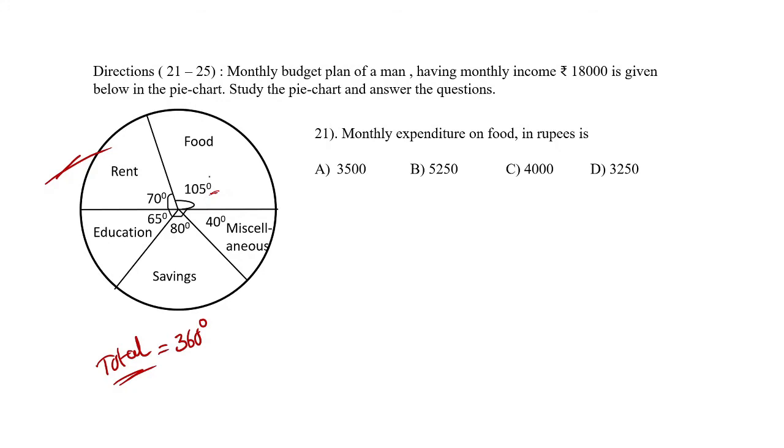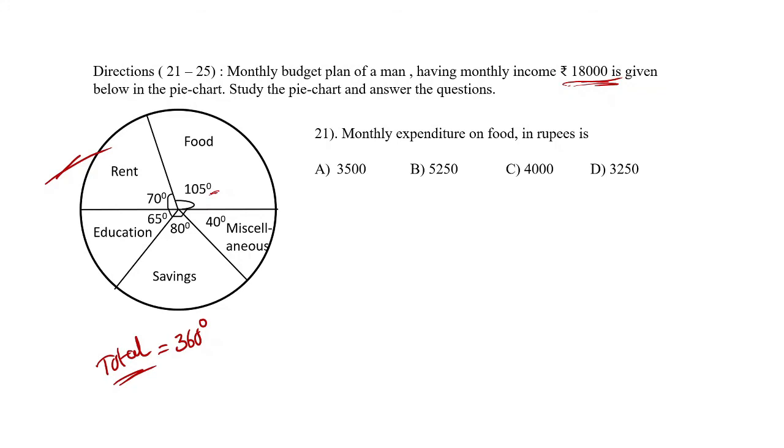Here 105 degrees is for food, 40 degrees is for miscellaneous, 80 degrees savings, 65 degrees education, 70 degrees for rent. Monthly income is how much? 18,000. This is the given information.